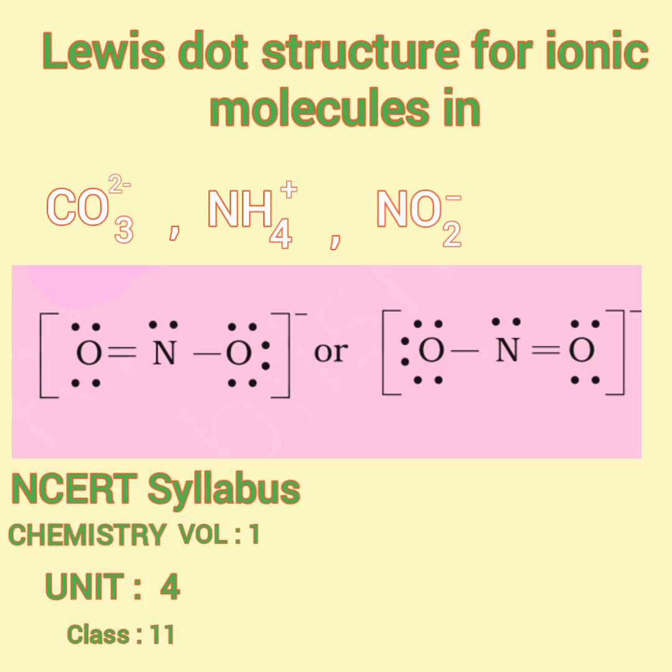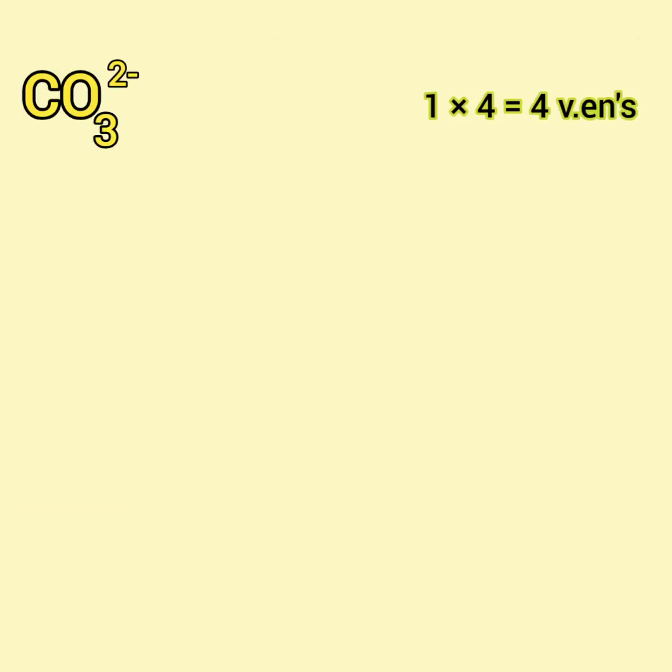Hi everybody, here we are going to see the Lewis dot structure for ionic molecules: CO3 2 minus carbonate ion, NH4 plus ammonium ion, and NO2 minus nitrate ion. First, we can see the Lewis dot structure for carbonate ion.